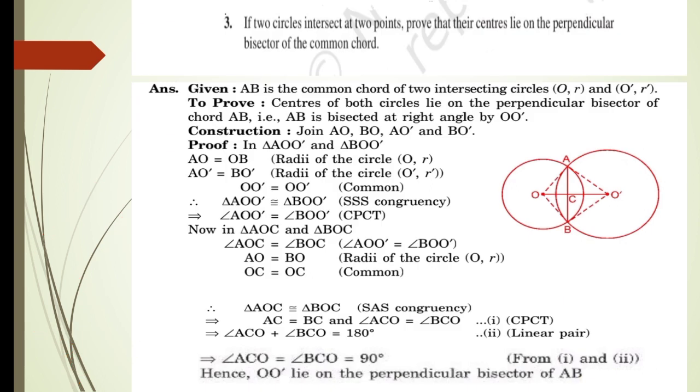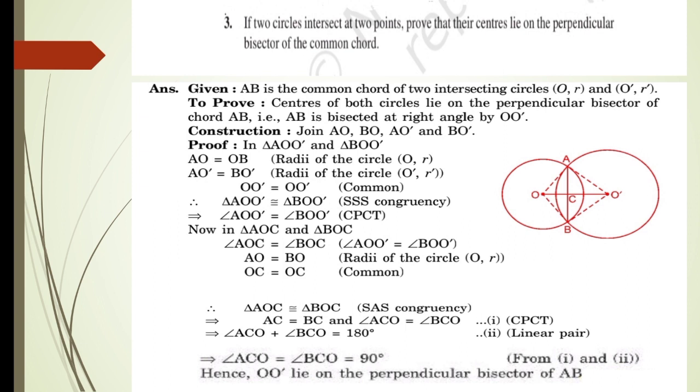And the last sum for today is, if two circles intersect at 2 points, prove that their centers lie on a perpendicular bisector of a chord. Here we have to show that OO dash, these 2 points make a line OO dash, lies on a perpendicular bisector of AB. So AB is a line which is a perpendicular bisector.